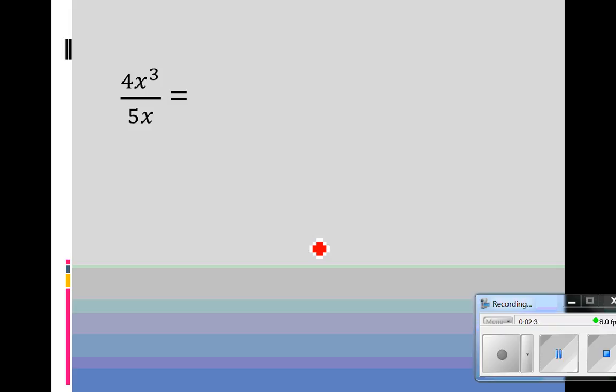Here's the next example. We don't have like number bases, so we're going to bring them over. 4 fifths. We do have x's that are the same. We don't have an exponent for the bottom one, so we're going to put a 1 with it because there's one x. Then we're going to subtract the 3 and the 1. So x to the 3 minus 1. 4 fifths stays the same. Bring over the x. 3 minus 1 is 2. And there's nothing else we can solve.